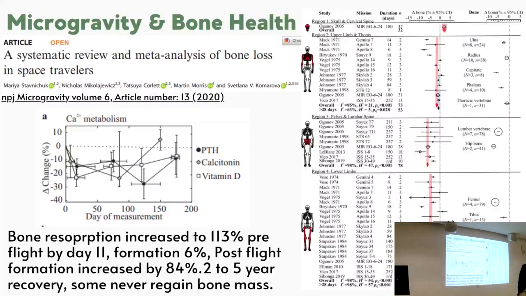This is data from space travel. We've got a meta-analysis here looking at bone loss in space travelers, and some of this goes back to the 1970s. So you've got Gemini 7, Apollo 8, Apollo 7 here as well, and Apollo 14, where they actually went to the moon.